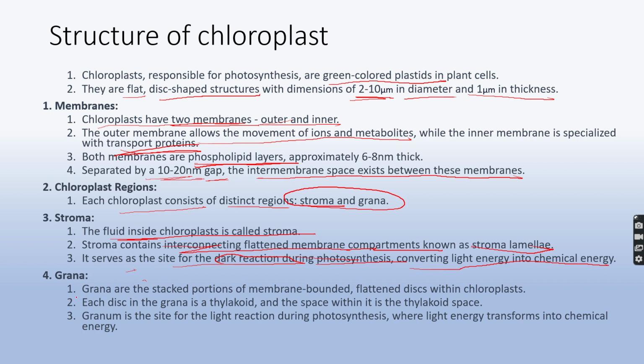Now grana are basically a stack of membrane-bounded flattened discs within the chloroplast. Each disc in this grana is called a thylakoid, and the space within it is the thylakoid space, called the lumen. Granum is the site for the very important light reaction during photosynthesis, when light energy transforms into chemical energy. Now let's understand this whole structure in a diagram.